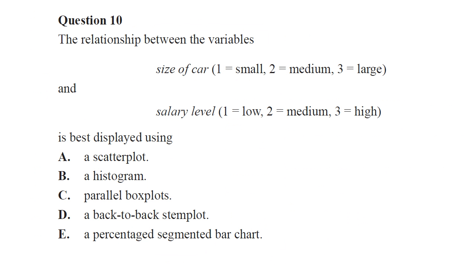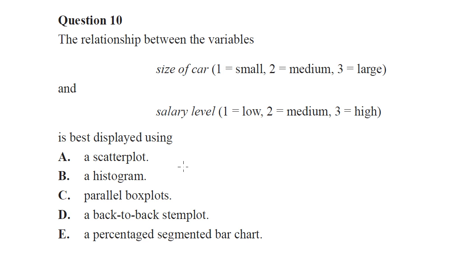Question 10 is a basic sort of question, and it doesn't require doing any calculation, yet most of the students who took this exam in 2007 got this wrong. Only 37% of students got this right, so if you struggled with this one, don't worry, you're not the only one. This question said the relationship between the variables size of car and salary level is best displayed using one of the following.